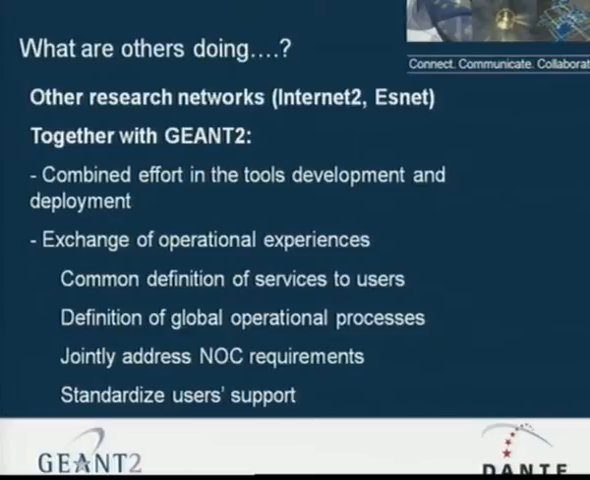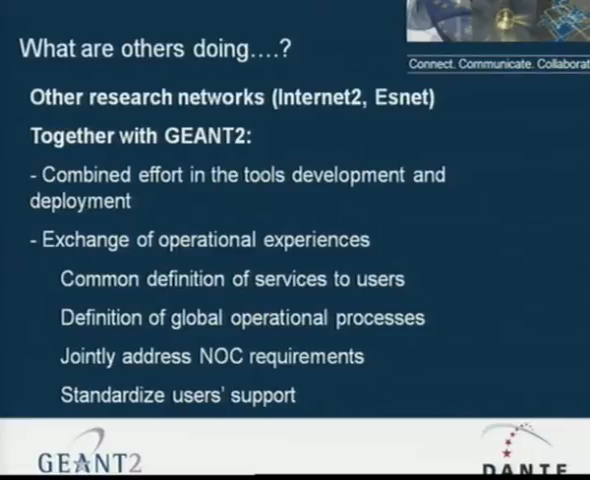But it's not only in the tools. We have to exchange these operational experiences. We need, for example, to have a common definition for services so that the same service has the same name either in Europe or in US, so that we talk about the same thing when we provide a service to our respective end users. We need to define global operational processes. Until now, we had defined operational processes for our own domains. Well, we need to align them, and we have to make sure that they are compatible with each other.